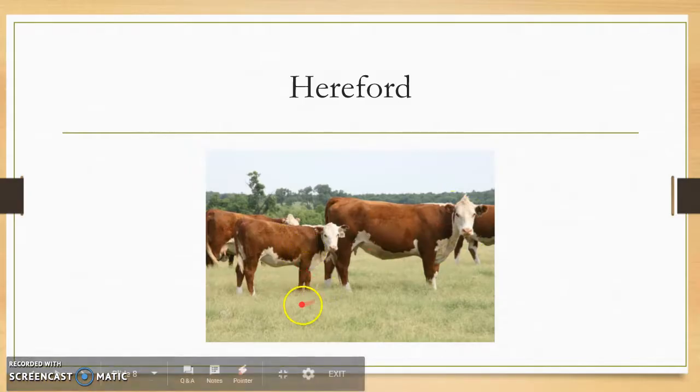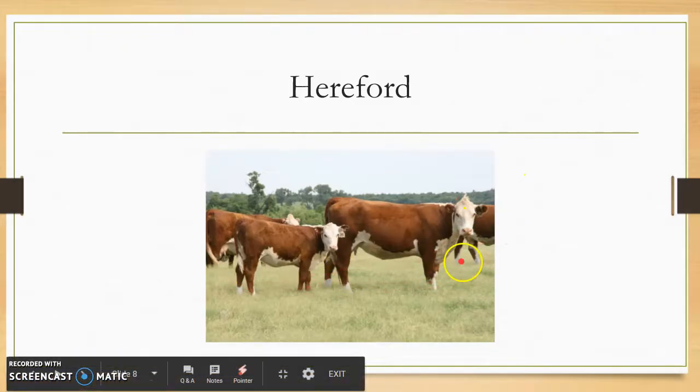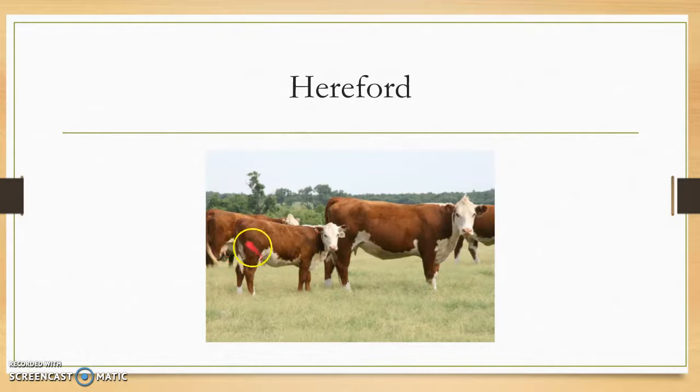The calf. You can't see the bottom of its front legs there, but you see the white face, white belly, 4 white feet. And then you'll also see a white tail switch most often on this breed as well. So white tail switch, okay?